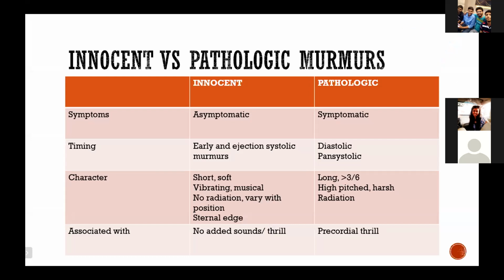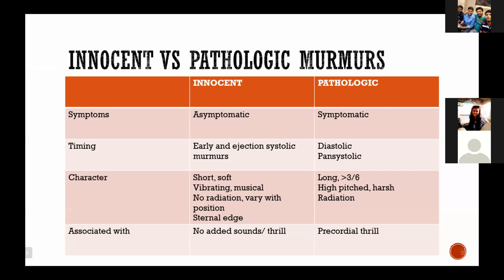So now let's assume that you auscultated the patient, you auscultated all the areas, you put the patient in different positions, and you picked up a murmur. Now the next question is to figure out, should you be worried about it? Do you think that all murmurs are pathological? That all murmurs happen because of an underlying cardiac abnormality? The answer is no. Simply put, all diastolic murmurs, all murmurs associated with thrill, and all pansystolic murmurs are pathological murmurs.